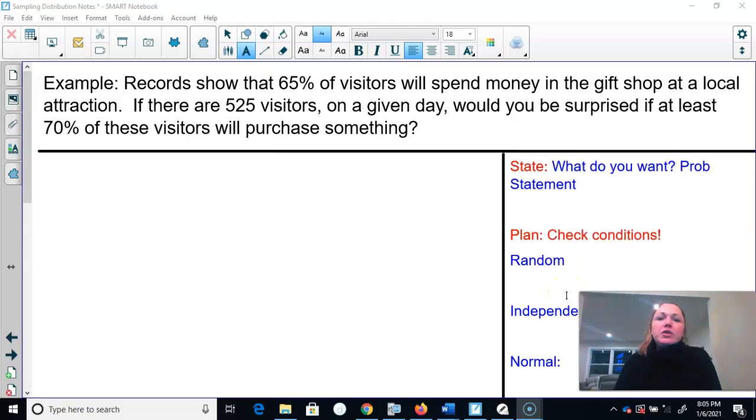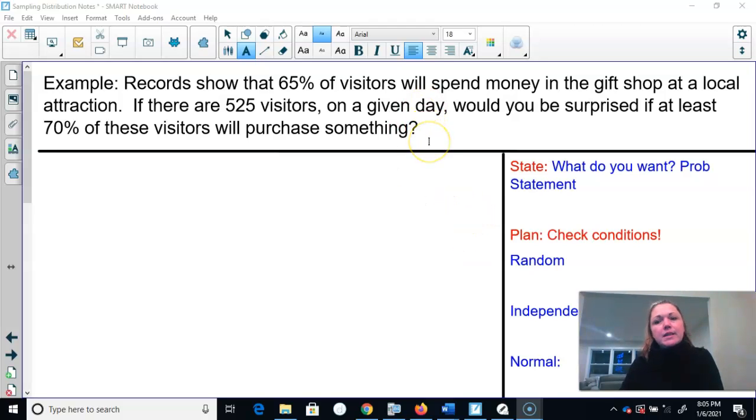So we say, records show that 65% of visitors will spend money in the gift shop at a local attraction. If there are 525 visitors on a given day, would you be surprised if at least 70% of these visitors will purchase something? Would we be surprised? Again, we're talking about, is this a likely event or an unlikely event? We're surprised something happens if it's unlikely. If I say the probability it's going to rain tomorrow is 2% and it actually rains tomorrow, you're going to be surprised by that. Okay, that was an unlikely event.